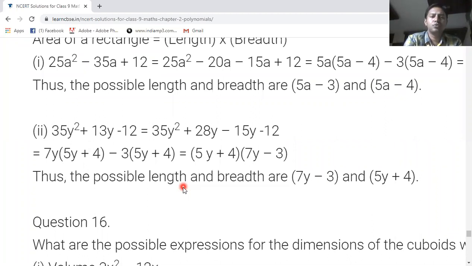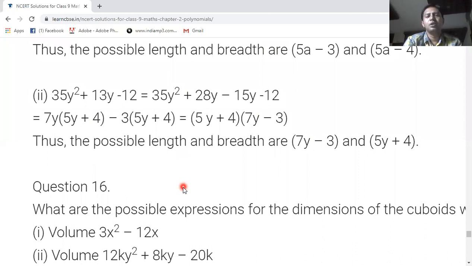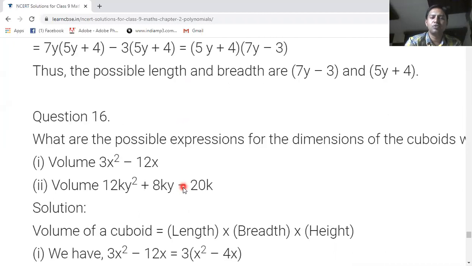So we have the next question. We need to write the possible expressions for the dimensions of the volume. That is, volume is given in the form of 3x square minus 12x. We need to split it into three different numbers or three different algebraic expressions. So while solving it, just have a look at the first question.